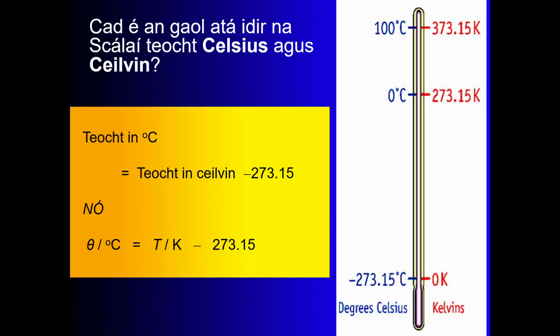So let's do exercise 14.1. Convert the following temperatures to Kelvin. You just add 273.15, the whole lot. Now convert the following temperatures to degrees Celsius. With 100 Kelvin, you take it away from the sum of 273, so it comes to minus 173. Does that make sense?